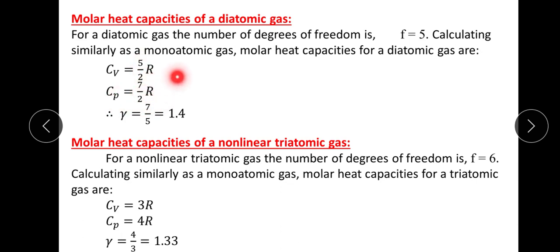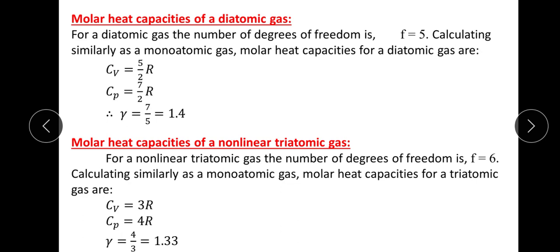If you take the ratio of Cp to Cv, then gamma is equal to 7 by 5, which is equal to 1.4. So for a diatomic gas, the ratio of molar heat capacities Cp by Cv will be equal to 1.4, or it is 7 by 5. Next, in the same way we have done for the non-linear triatomic gas, gamma is found to be 1.33.